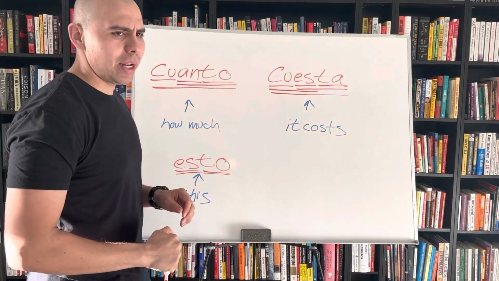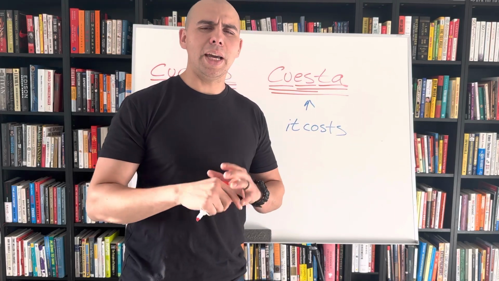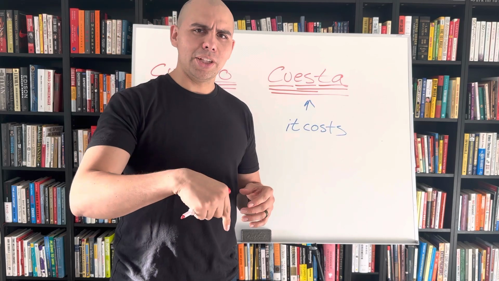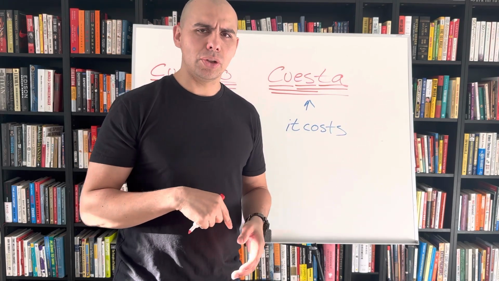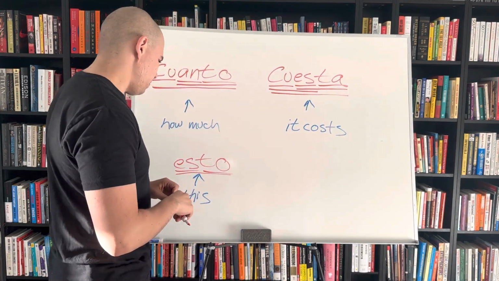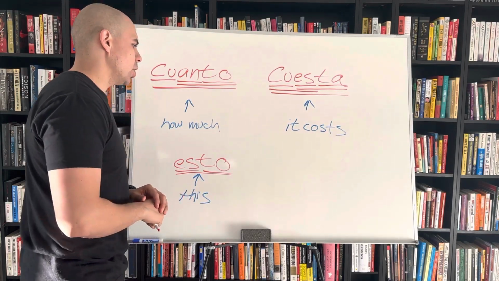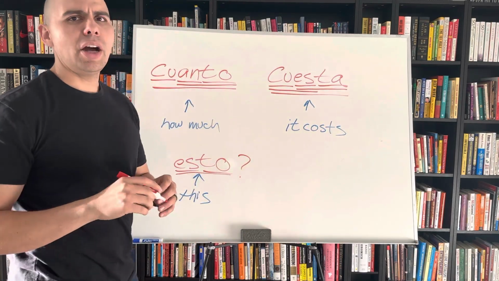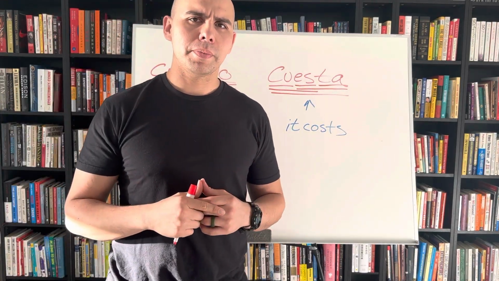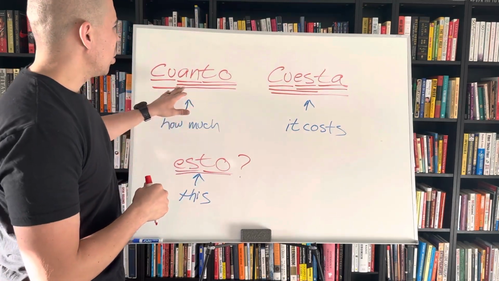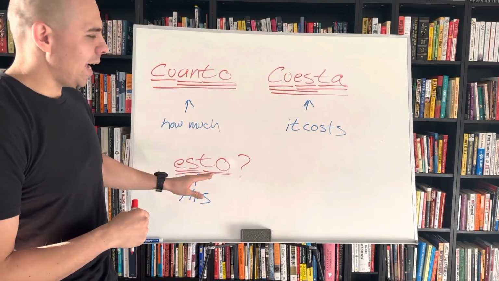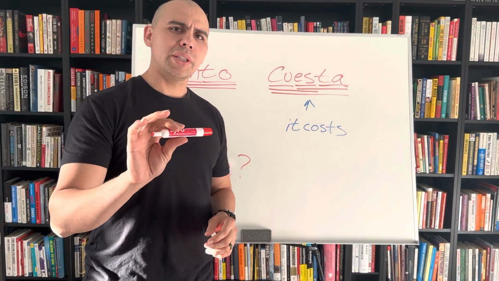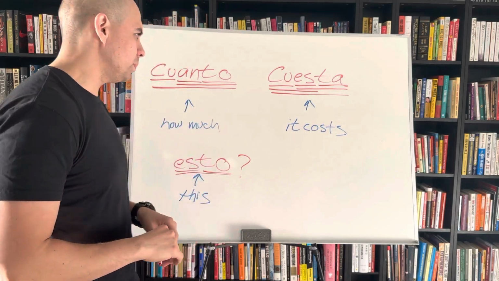How do you say this in Spanish? Esto. I highly suggest that you do these hand signals that I'm doing. Esto. Point at something close to you. Okay, very good. So, how do you think you would ask, how much does this cost? You would say, ¿cuánto cuesta esto? How much does this cost?